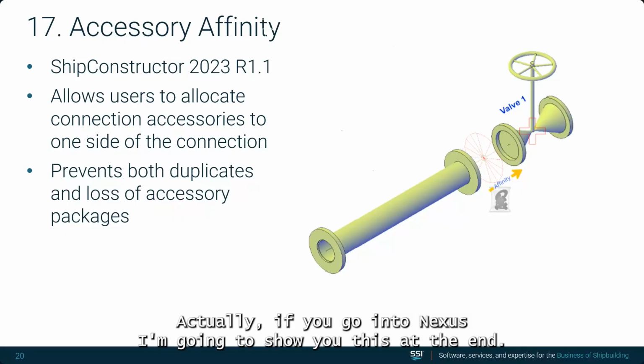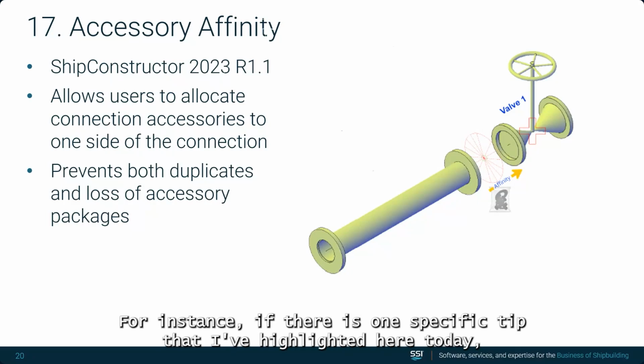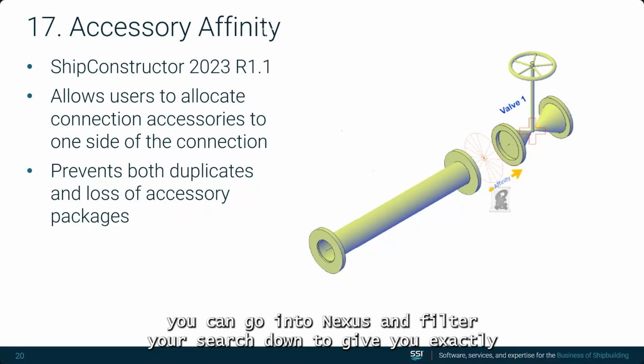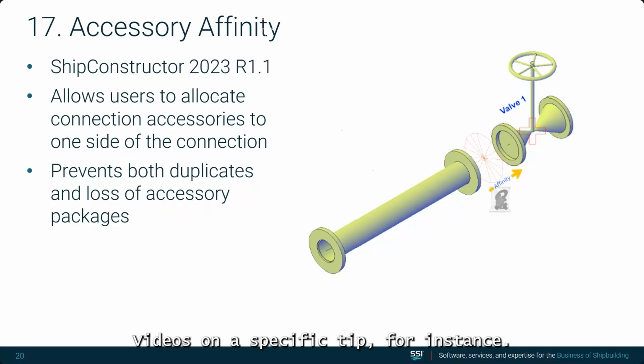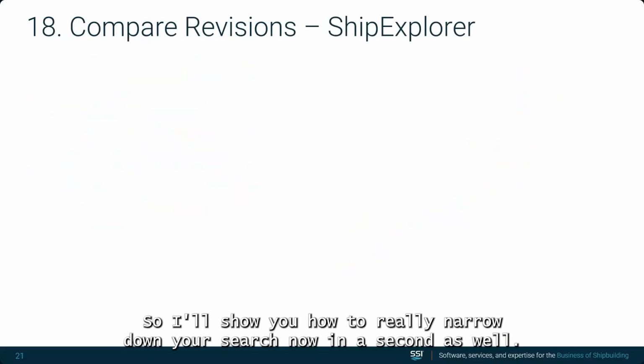Actually, if you go into Nexus, I'm going to show you this at the end. I'll show you how to filter your search down to find the exact information you're looking for. For instance, if there is one specific tip that I've highlighted here today, you can go into Nexus and filter your search down to give you exactly what you're looking for. Videos on a specific tip, for instance. So I'll show you how to really narrow down your search in a second as well.